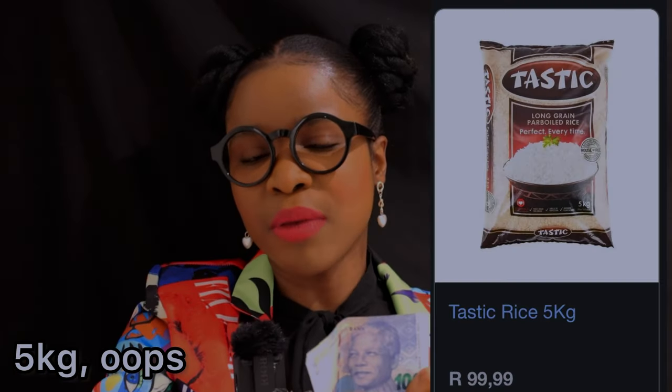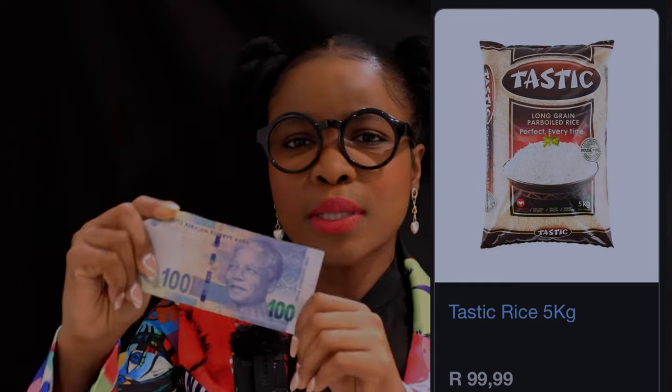So, what can you get with 100 rand? You can buy 20 kgs of rice. It depends on the brand that you're buying. If you go to Boxer or Superstore, you can afford to buy rice. It's going to be roughly around this amount of money, depending on the brand you're buying and the specials, of course. You can buy cooking oil and buy bread. I'm just thinking, what else can you get?